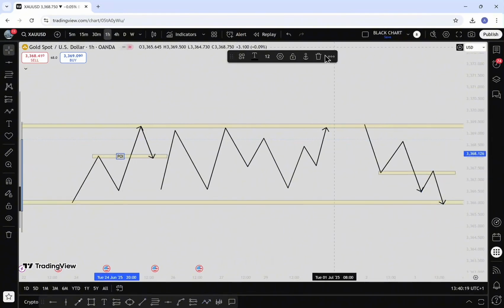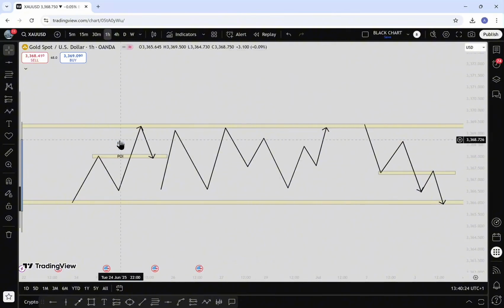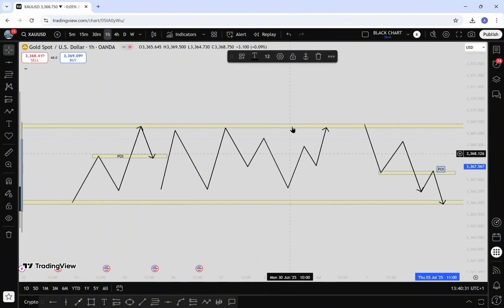POI, for those of you that don't know what POI is, it's the same thing as area of interest, where we look for a place where we want the market to push back to, or get to, or react from, before we can look for a buying opportunity.